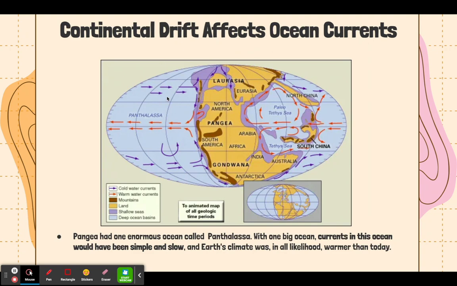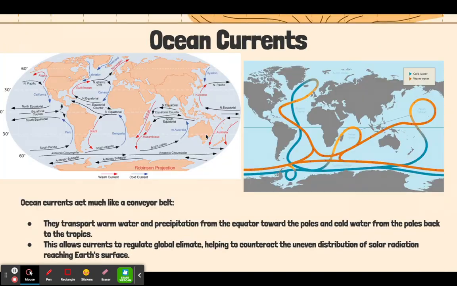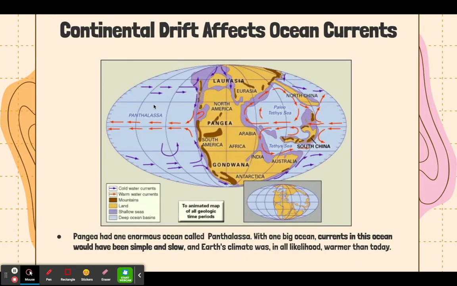Also, there was less flow that the ocean currents could make around this huge continent. If you compare this picture to this picture, you see that there's a lot more access to these currents going around different places than there was in Pangaea. So continental drift, we know, takes a very long time. So this is a long-term change. These ocean currents would change over long periods of time as the continents move.